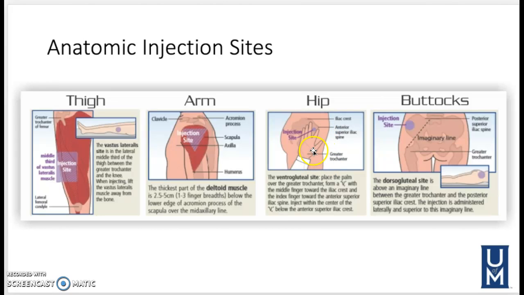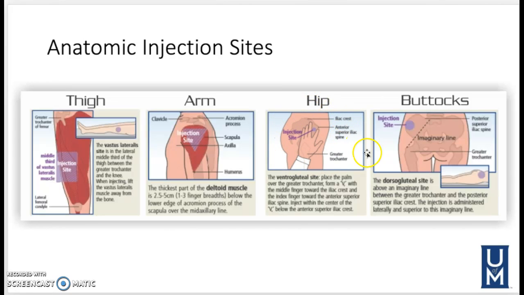You're going to place your hand on that greater trochanter, so that hip bone. Put your hand up on the hip. Find a space between your fingers there, right there. That's going to be your injection site, ventrogluteal. It's that hip area. It's kind of hard to differentiate between the hip and the buttocks.